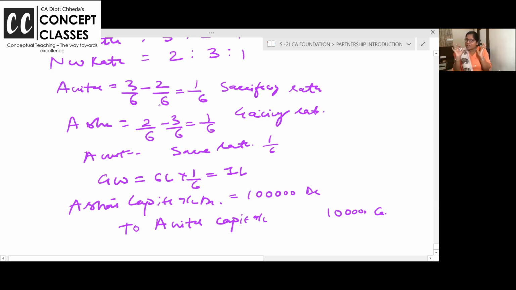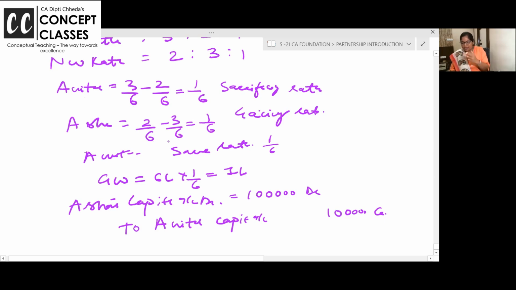So until now, what is goodwill now? In that 1/6 share you take. I'm saying to Anita, did you get it? Asha, your share was 2/6. Now onwards, it is 3/6. So because your share is increasing, you are gaining.